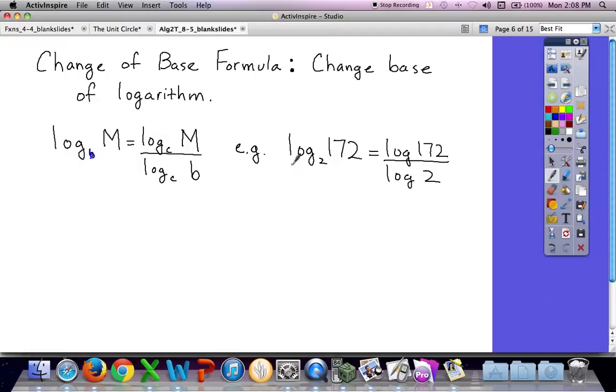You see, if I wanted this log base 2 of 172 to be log base 10, because I've got that on the front of my calculator, then log base 2 of 172 becomes the log base 10 of 172 divided by the log base 10 of 2. That's what this is saying here, right? Here there was base 2, and this was base 10.